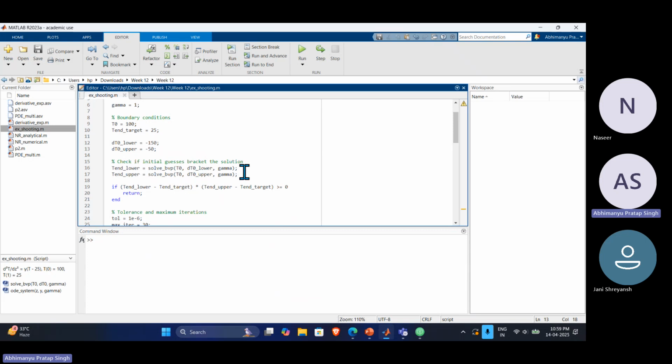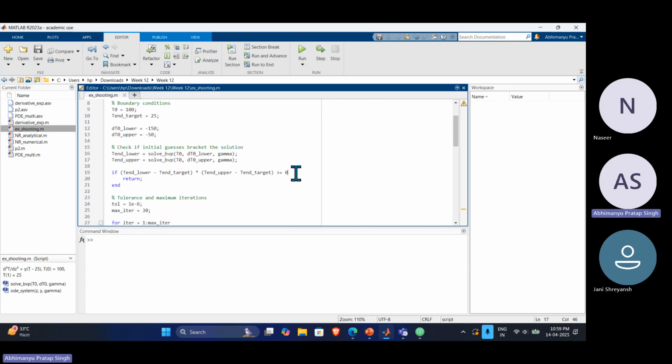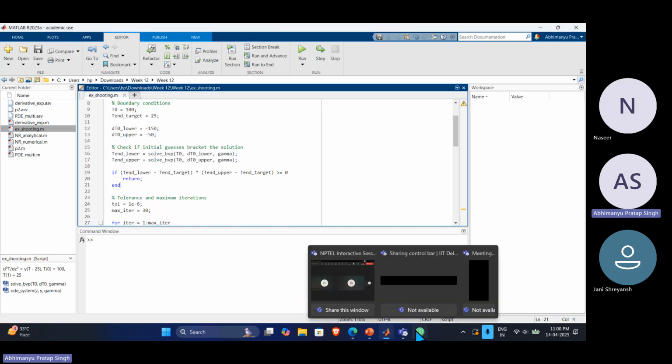Then we solve the problems at these two ends for these two conditions. Solve BVP for dT0 lower and dT0 upper. This is just a check that I'm doing to make sure that both the points are not on the same side. So if this multiplication of T lower and T upper is greater than or equal to 0, that means both the initial conditions are on the same side.